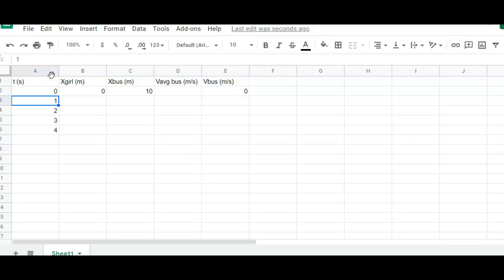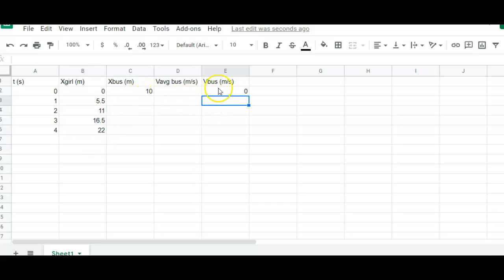Okay, and now the girl's traveling. Every second, her position goes up by 5.5 meters. So I could say the cell is going to equal the position above, the previous time, plus 5.5. Okay, and we can actually fill that down. And now we get to 22, which is just like we did before. So this pattern is going through here.